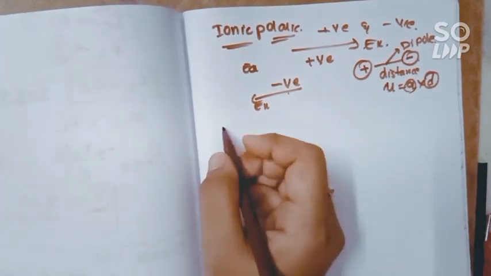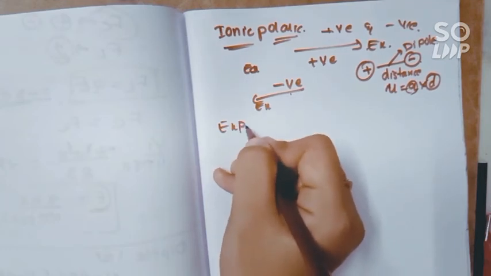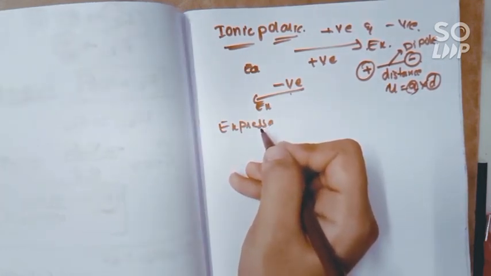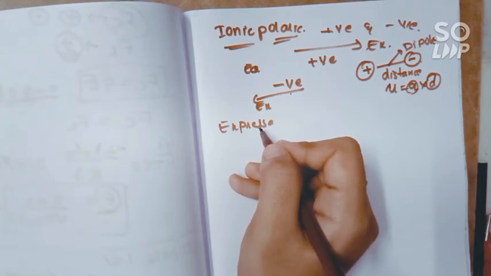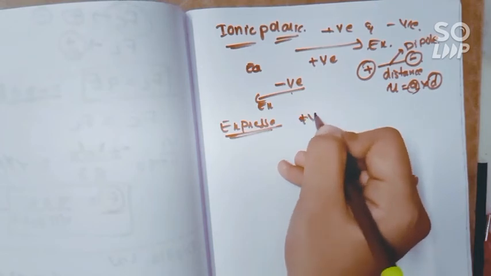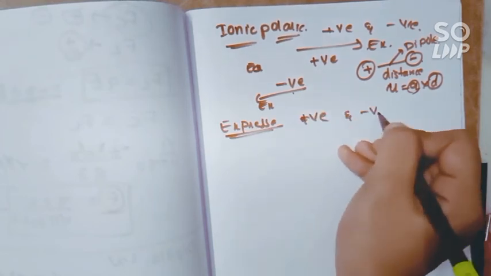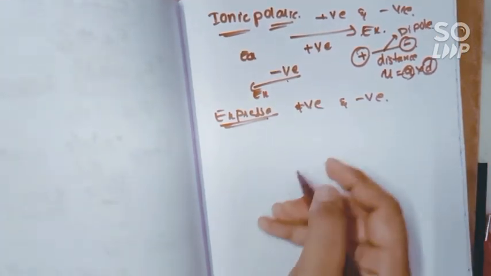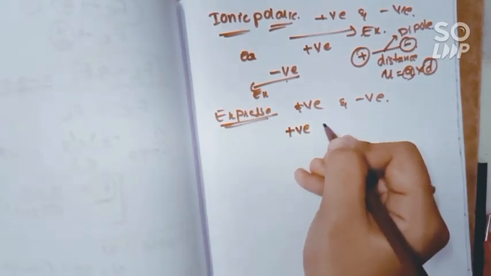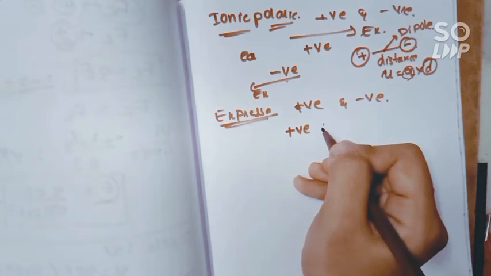Now we need to find the expression for ionic polarization. When finding the expression for ionic polarization, we need to consider two ions. Here we need to consider a positive ion and a negative ion. Now we are taking a positive ion and a negative ion.